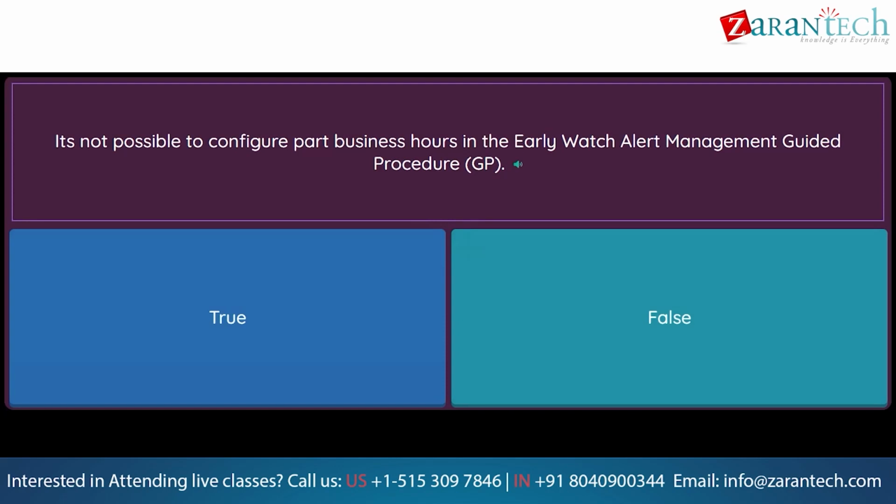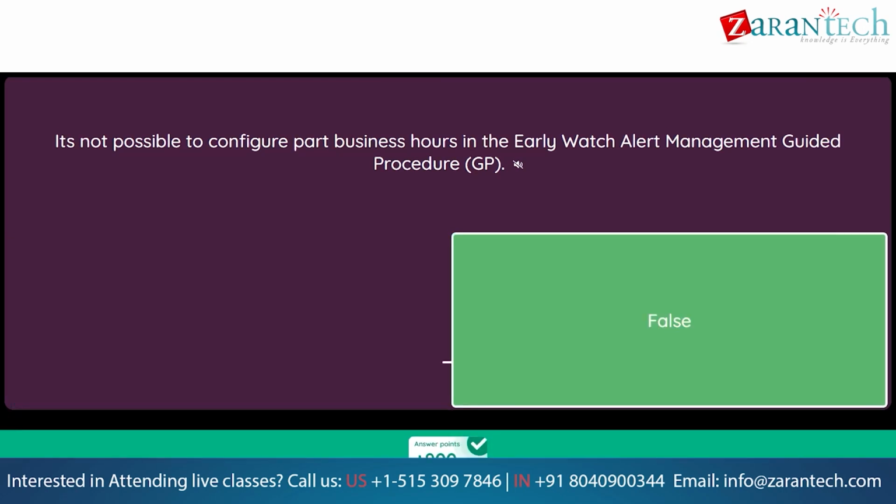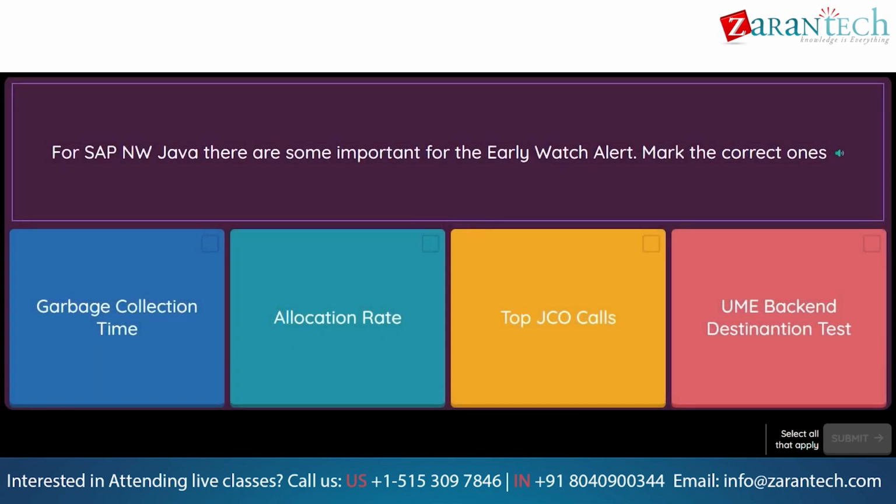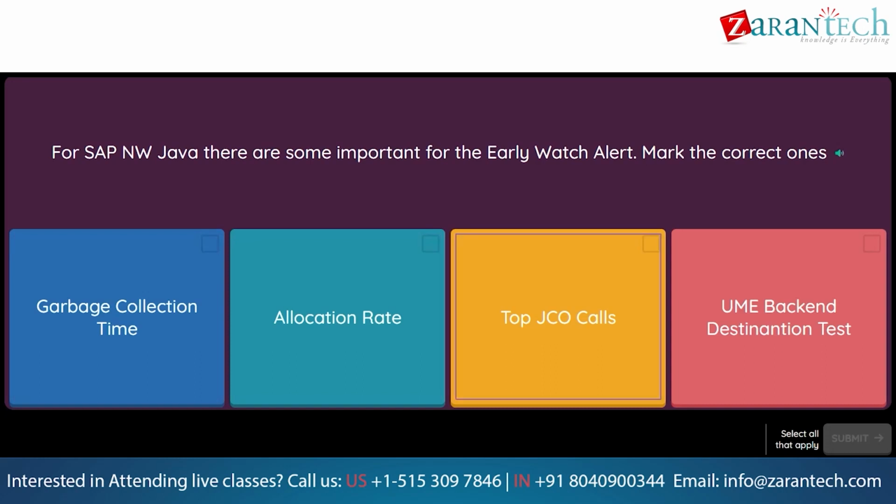Question: it's not possible to configure business hours in the Early Watch Alert Management Guided Procedure, GP. Option 1 true. Option 2 false. Question: for SAP NW Java there are some important metrics for the Early Watch Alert. Mark the correct ones. Option 1 garbage collection time. Option 2 allocation rate. Option 3 top JCO calls. Option 4 UME backend destination test.